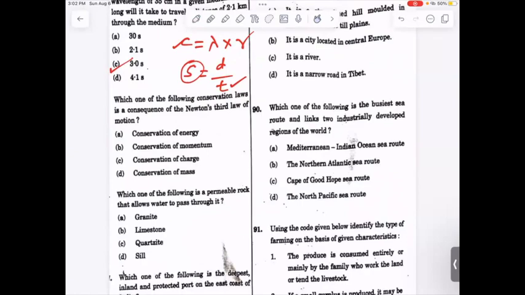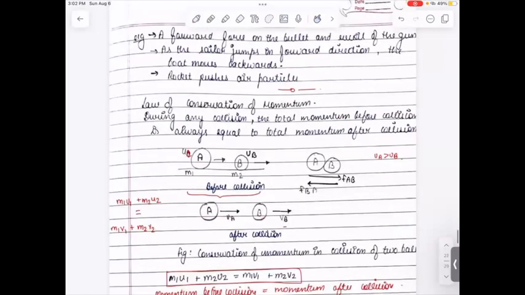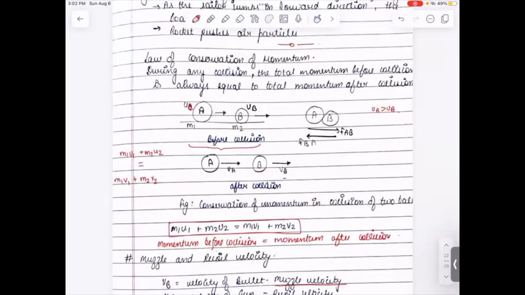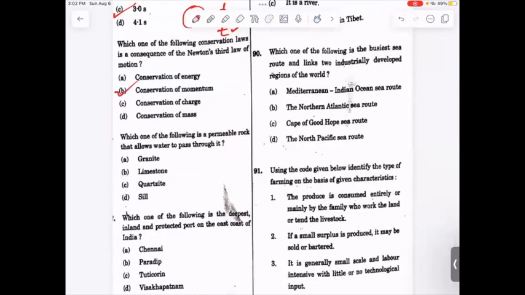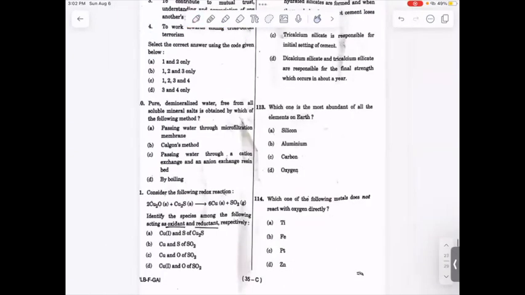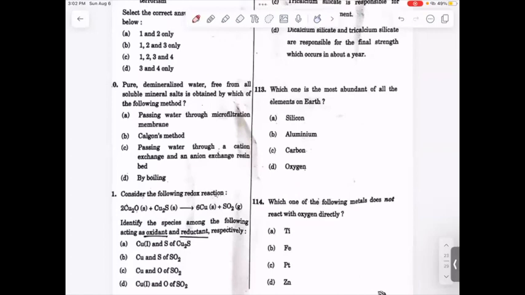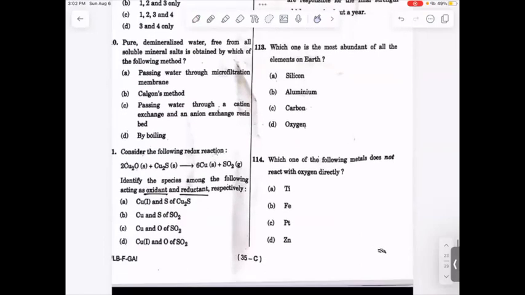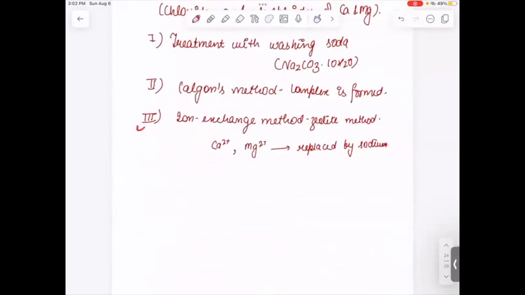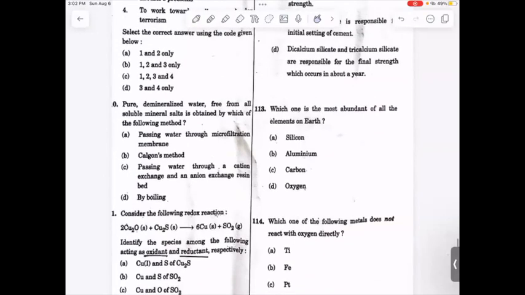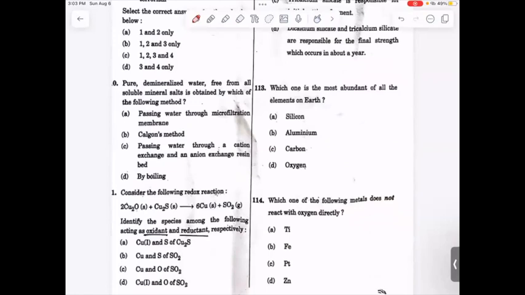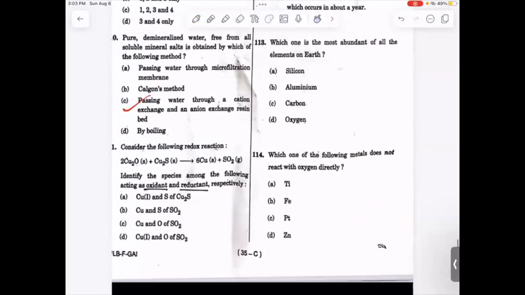Next question, which of the following conservation laws is a consequence of third law of motion? Let's look from notes. So here is about laws of motion. Here it is written: law of conservation of momentum. Correct answer is option B, conservation of momentum. Pure demineralized water, that means water which has essentially no ions, can be produced by ion exchange method, cation or anion exchange methods. Correct answer, option C, passing water through a cation exchange or an anion exchange resin process.